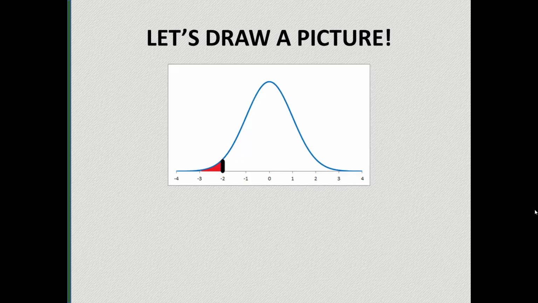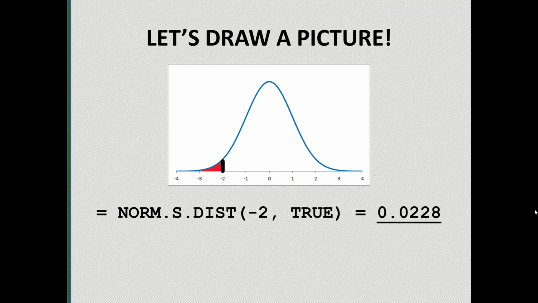We will, of course, draw a picture. We're looking for the red shaded area, the area from -2 on down. And an Excel function or a table will tell us that that area is 0.0228. In other words, for the standard normal, the cumulative distribution function, the CDF of -2, is 0.0228.